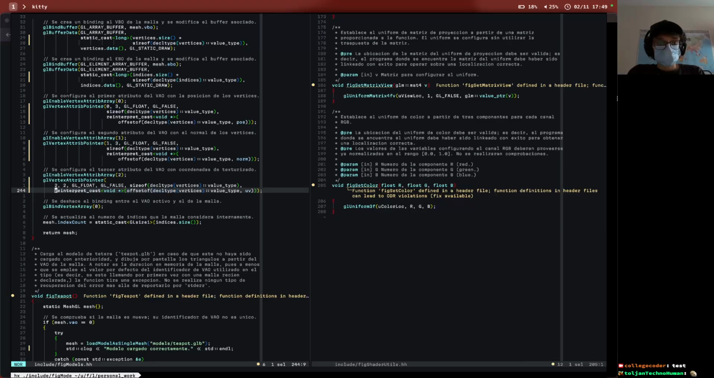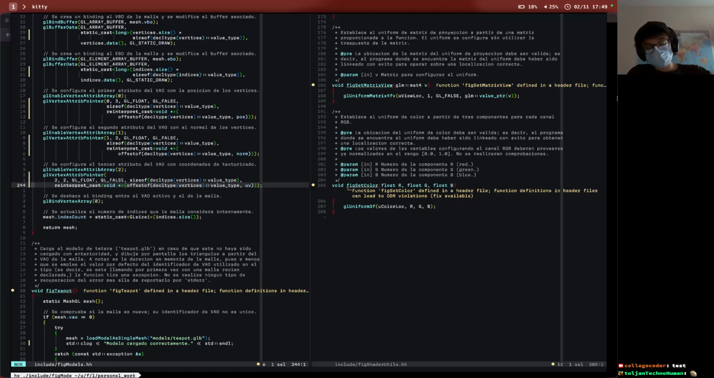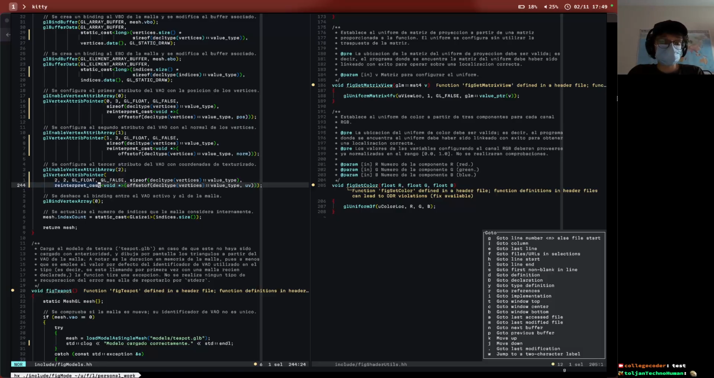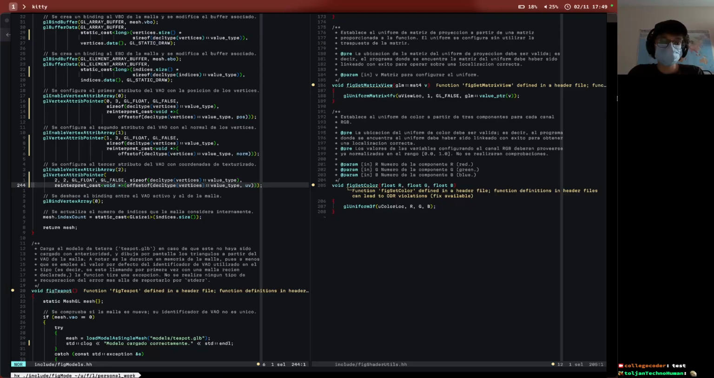We reinterpret cast, so we tell it, trust me, bro, I know what I'm doing, basically. No good using reinterpret cast, but the alternative was using a C-style cast, and I prefer to see that I have a cast there that is dangerous, even though it's how the function is supposed to be used. So a void pointer, and I compute the offset of UV in the structure of value type. The structure of vertices of value type is Vertex, and so it computes UV.